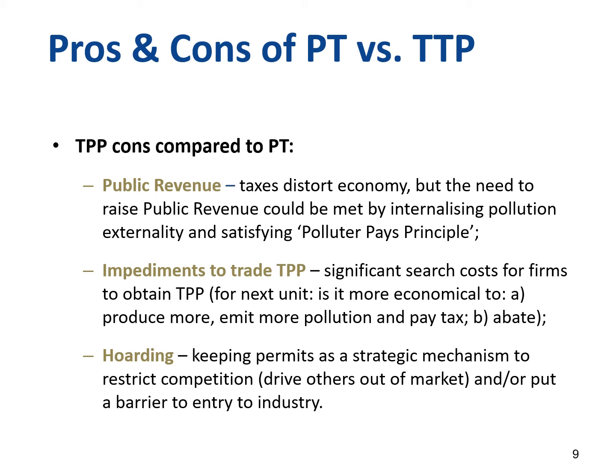And there's impediments to trade in TPP. So there's a lot of research costs for firms to obtain a tradable pollution permit. And for the next unit, it is more economical to either A, produce more, emit more pollution and pay tax, or B, abate, so find a way to minimize the cost of the next unit of production.